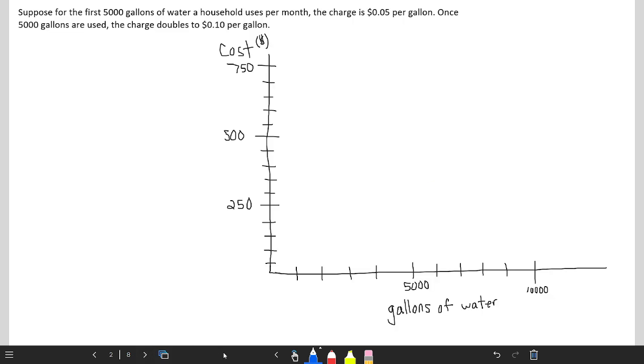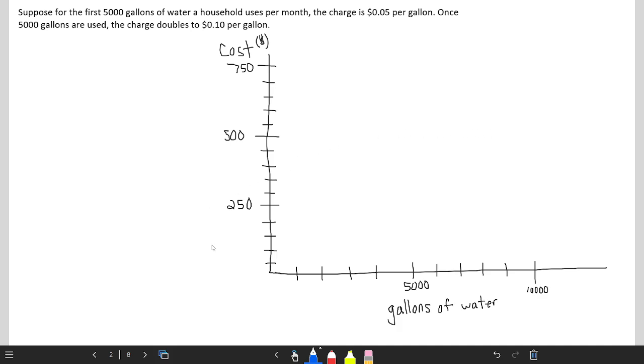So here we have a scenario where someone is being charged 5 cents per gallon of water for the first 5,000 gallons used that month. But then in an effort to get people to conserve water, the city is going to charge more per gallon once you pass the 5,000 threshold. So after 5,000 gallons are used, then any additional gallons are going to be charged 10 cents per gallon.